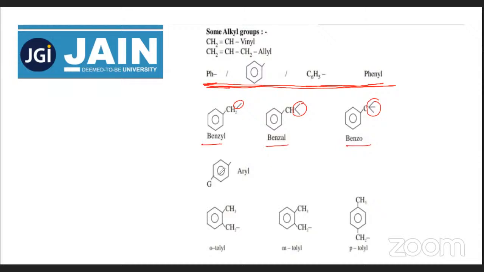If I have a group G attached here, this is known as an aryl group. It can be anything. Here I have CH3, CH2. It is ortho-tolyl, meta-tolyl, and para-tolyl. This is basic. Whatever we talk about is the basic IUPAC nomenclature. Let's try to solve a few questions so that we'll get an idea about this. And further, we'll see what all is there. Let's try questions.